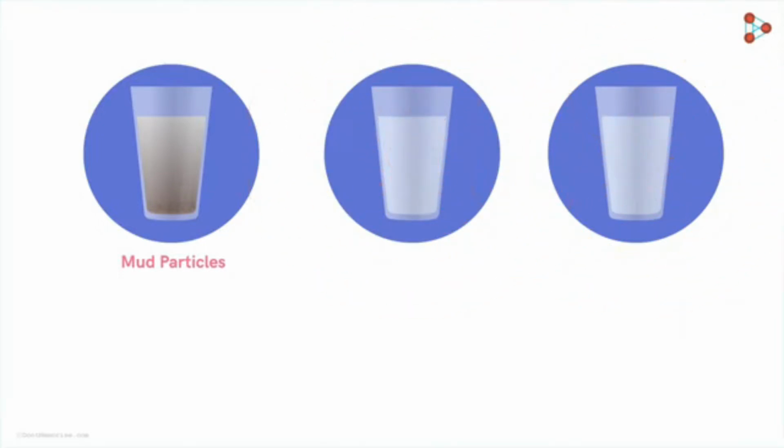This is because you cannot see the dissolved salt and sugar particles with the naked eye. They are uniformly distributed in water. Whereas in the muddy water, you can easily see the mud particles suspended in the glass. So we can see that there are 2 types of mixtures.